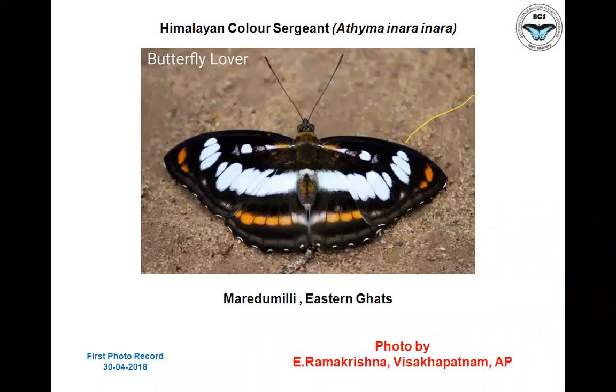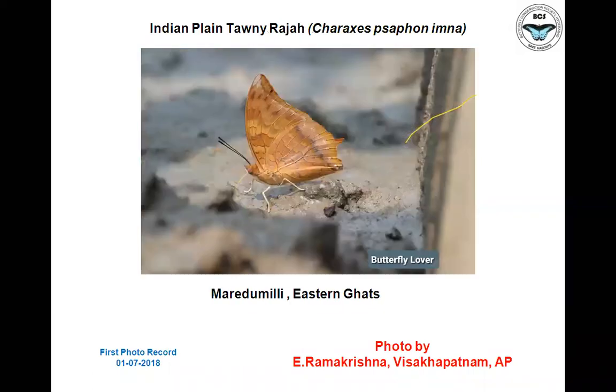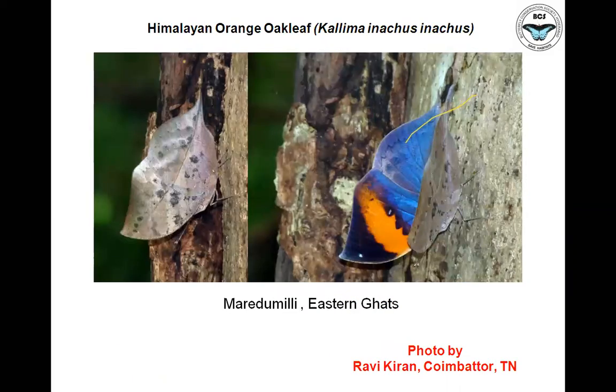And Himalayan colors are gems. Generally, we think that of course in Western Ghats we can see it, but in Eastern Ghats this is the first time. And Tamil Raja is also from Maredumilli by E. Ramakrishna. And this is orange oakleaf, of course. It is very common in Western Ghats, but it is a recent finding in our Andhra Pradesh and Telangana.